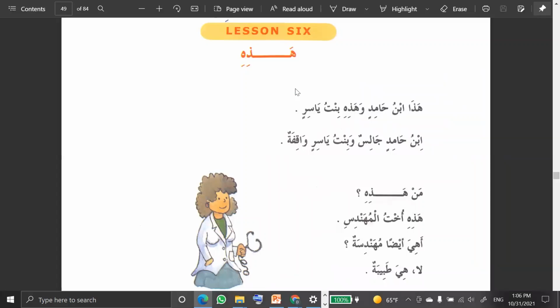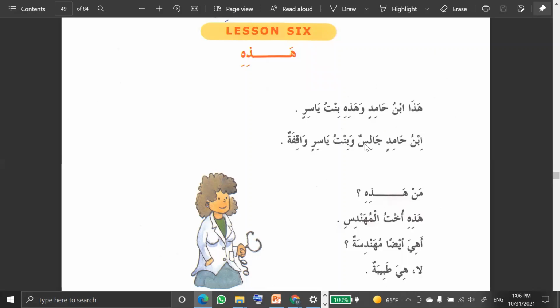So today we are doing lesson 6, and last time we covered the first page of lesson 6, and we learned Hazihi, which is a feminine pointer ism for a near object. The meaning is "this". But when do we say Hazihi? When we're talking about a girl.